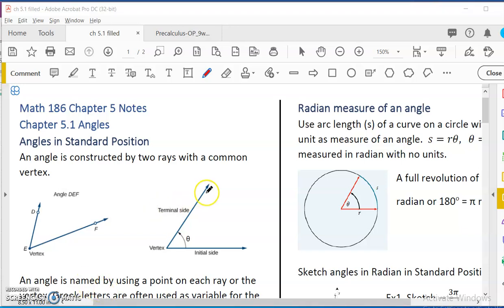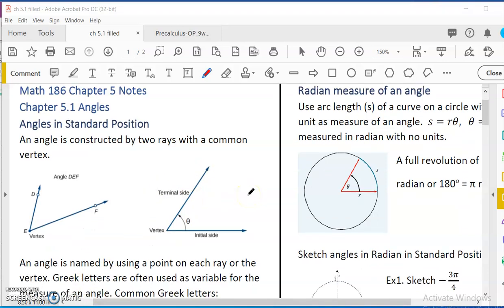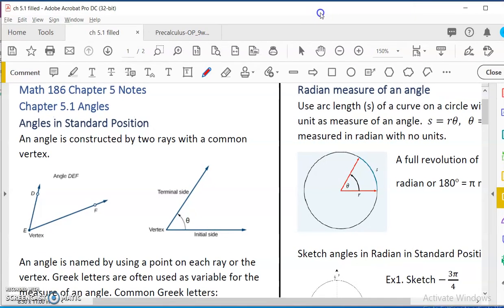So we are going into a new area of study. We're looking at trigonometry functions. What is a trig function? A trig function is special in that it gives us a function that can go periodically.